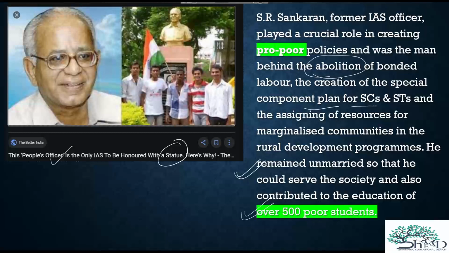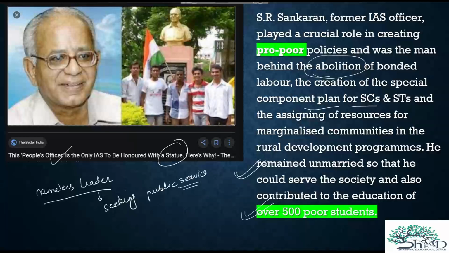Anyways, one more line I would like to tell you: becoming a nameless leader can also be one of the aims of a dedicated public servant, because they are not seeking popularity, they are seeking public service. Recognition can come or cannot come, but that is not their end. The end for them is public service.